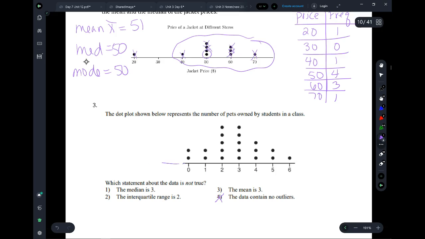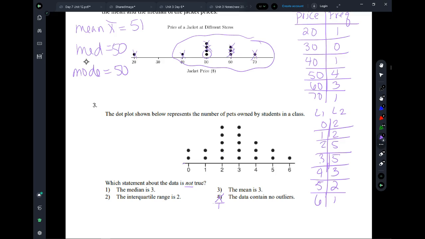If there was an outlier, that dot would be way off, and it would be super obvious that it's an outlier. So that's actually a true statement. We want the one that's not true. So let's find it. Again, you could list all of these dots in L1, or you can organize your data by saying there are 2 zeros, 2 1s, 5 2s, 5 3s, 3 4s, 2 5s, and 1 6. Then you would put this in L1 and this in L2 and calculate your stats.